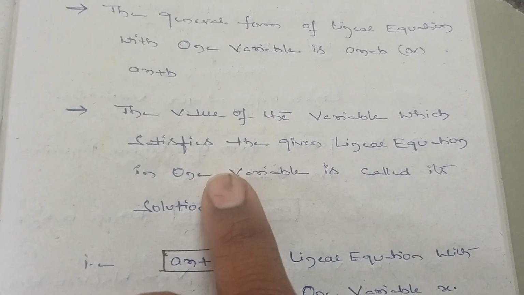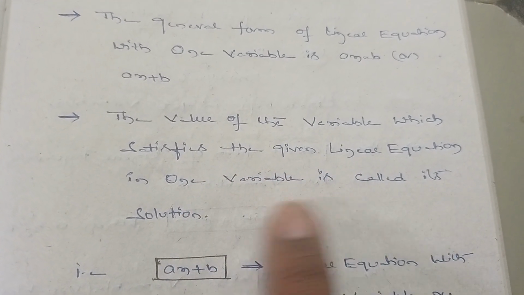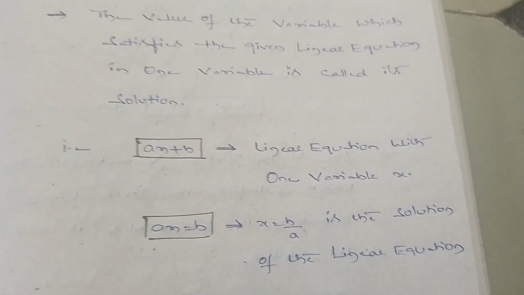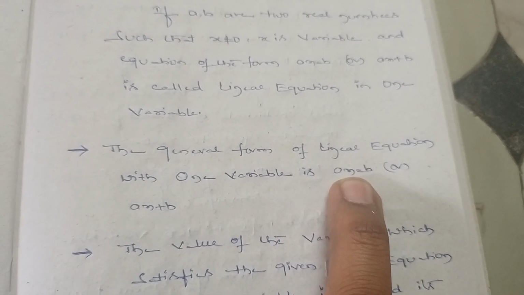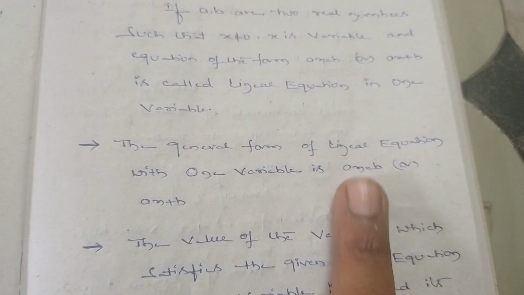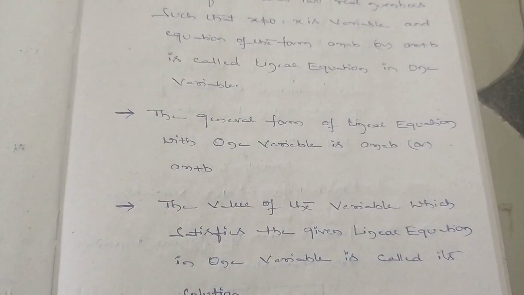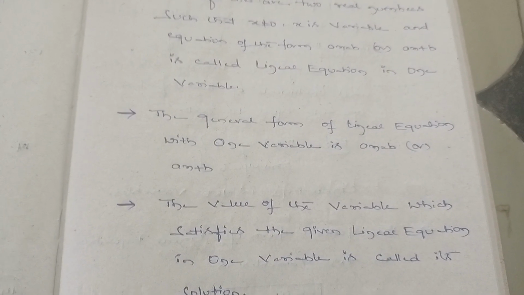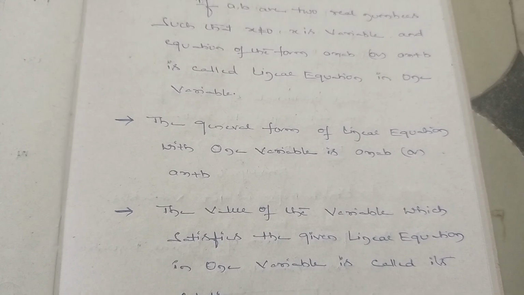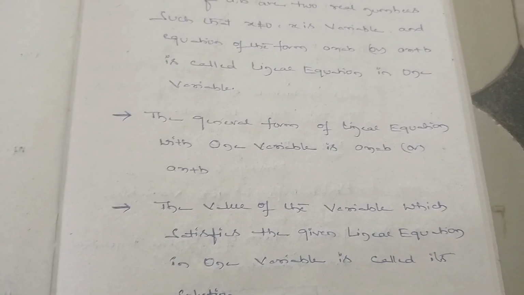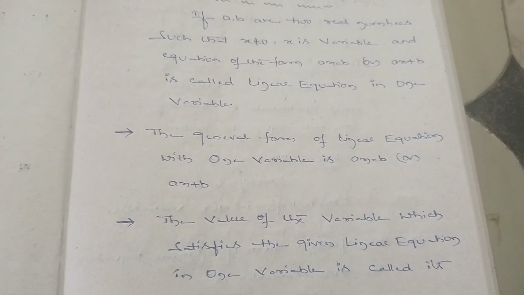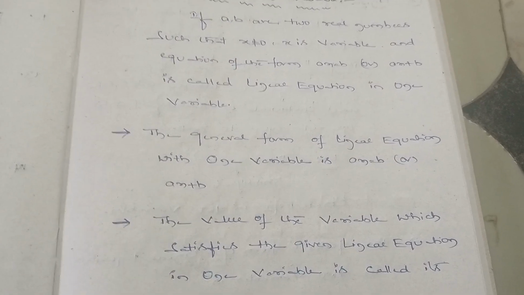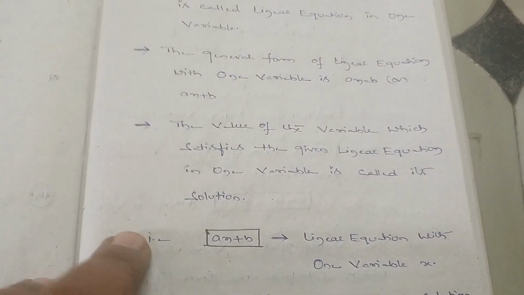Now, the value of the variable which satisfies the given linear equation in one variable is called a solution. I can explain here only. So ax equal to b, right? If you make x the subject, we get b by a, right? So that b by a is the root of the equation, we call it the solution. If you substitute that x equal to b by a in this equation, we get 0, right? Therefore, that value is called its solution of the given linear equation.